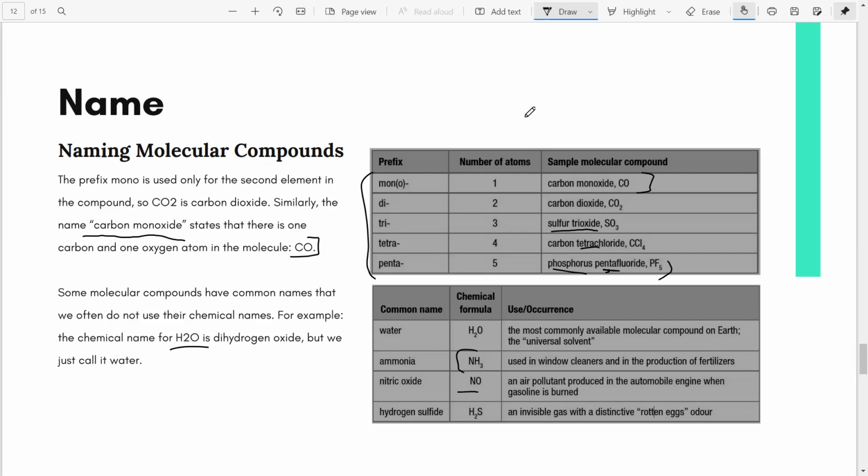NO would just be nitrogen monoxide, but it is commonly referred to as nitric oxide, and it's an air pollutant produced in the automobile engine when gasoline is burned. And then finally, we have hydrogen sulfide. So notice it's actually two hydrogens, so it should technically be dihydrogen sulfide, but it's commonly referred to as just hydrogen sulfide, and it is an invisible gas with a distinctive rotten eggs odor. So naming, again, all depends on the subscript directly attached to the element, and the subscript tells us what prefix to put in front of the name of that element.